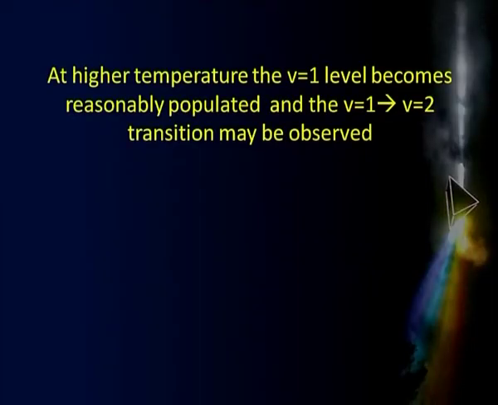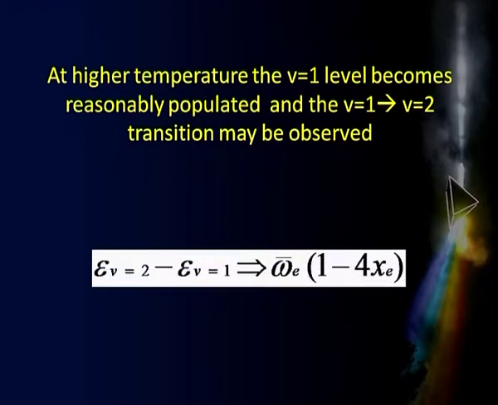Let us move further. One more thing which probably needs to be taken note of is that, as I just mentioned, the population of energy levels is not significant beyond V is equal to 0 level. But if I give a certain amount of energy, or maybe I can do the measurement at higher temperature, what happens is that V is equal to 1 level becomes significantly populated. And what we can have is transitions from V is equal to 1 to V is equal to 2 level, because they were otherwise not observed. But now, because at high temperature V is equal to 1 level becomes reasonably populated, we can think of a possible transition from V is equal to 1 to 2.